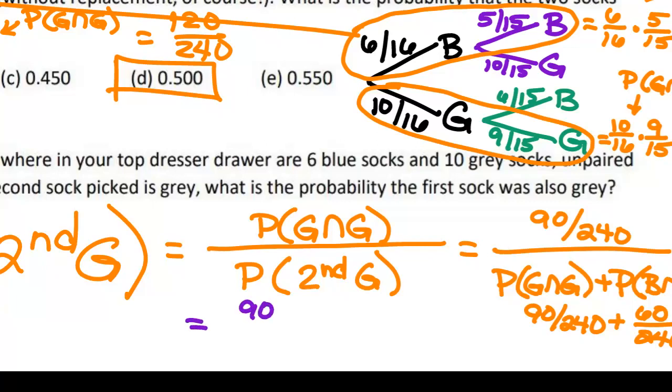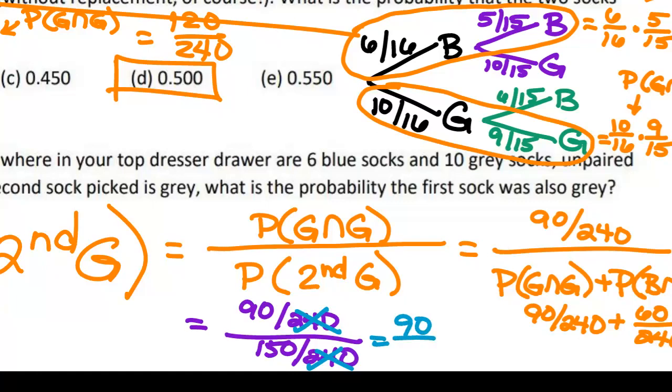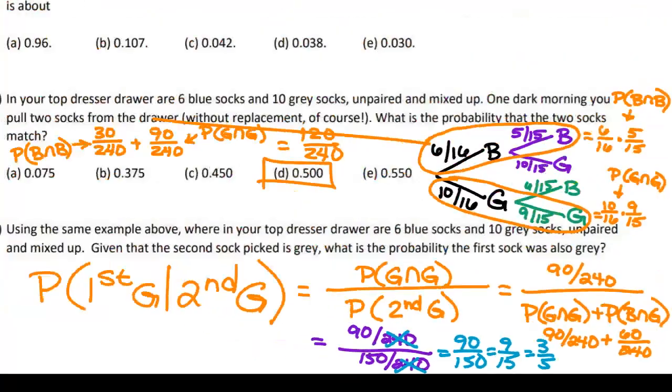So I have 90 out of 240 over 150 out of 240. When my denominators match like that, I can just ignore them. So I get 90 over 150. That'd be 9 out of 15, or 3/5. So 60%.